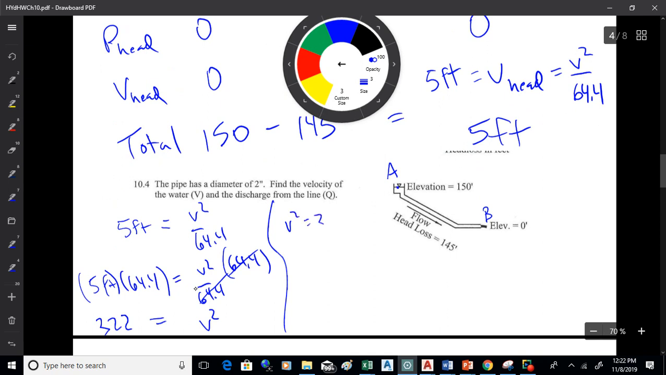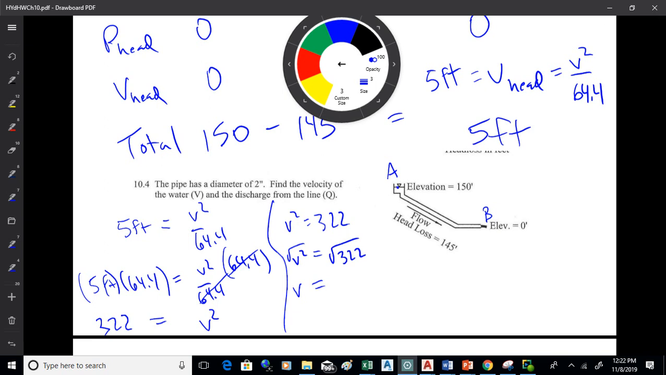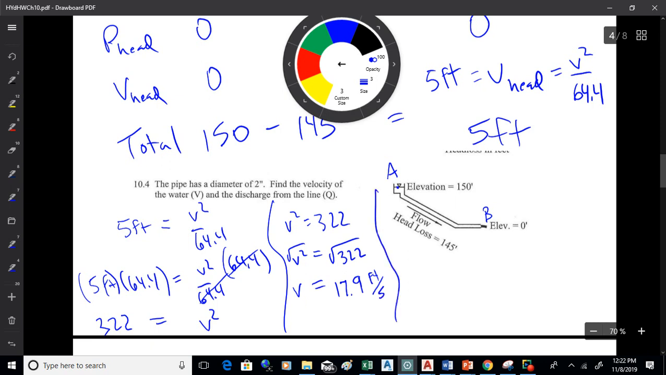So if v squared is 322, if I take the square root of both sides, I'll get the velocity. Because I know the square of the velocity is 322, so that means that the velocity is 17.94, I think it is. Yeah. So 17.9 feet per second. So that's the velocity. Okay.